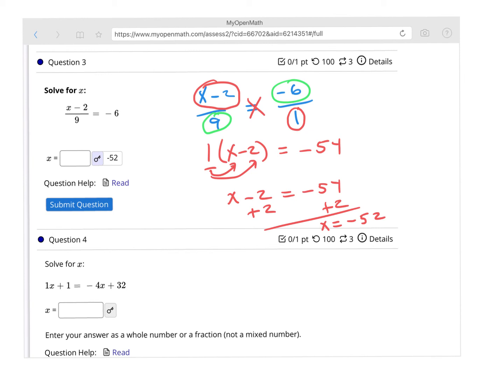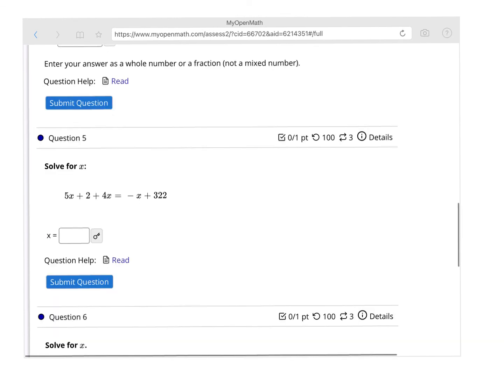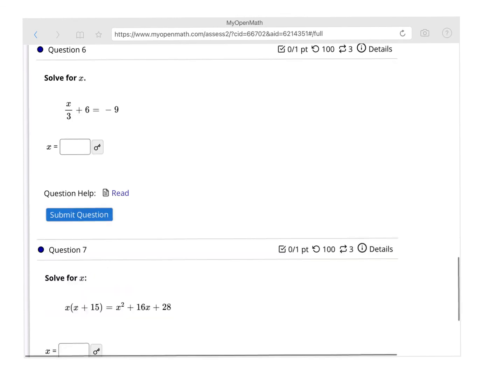There's 2 more of these I want to take a look at. The next one is this one here. Now, I'm not going to go through the whole thing, but I do want to get you started on it. It says that x over 3 plus 6 is equal to negative 9.